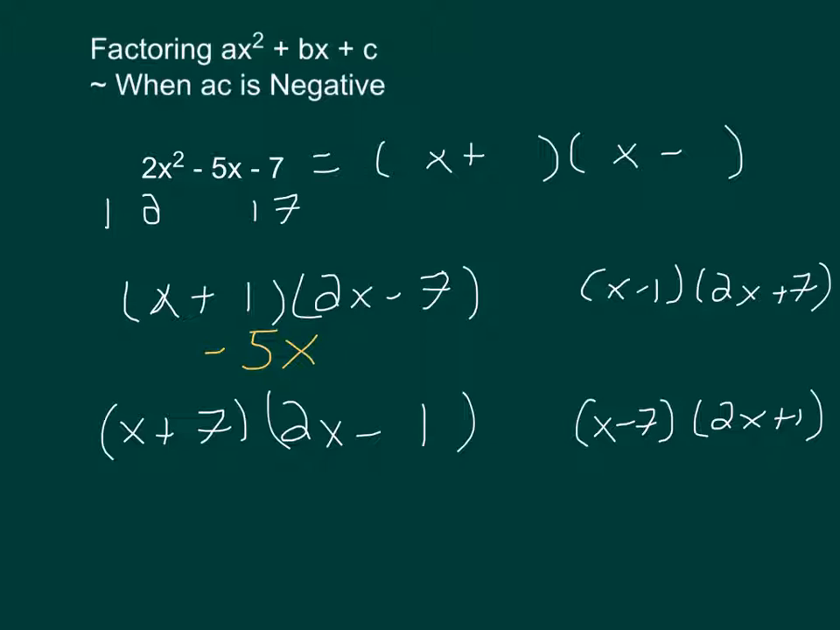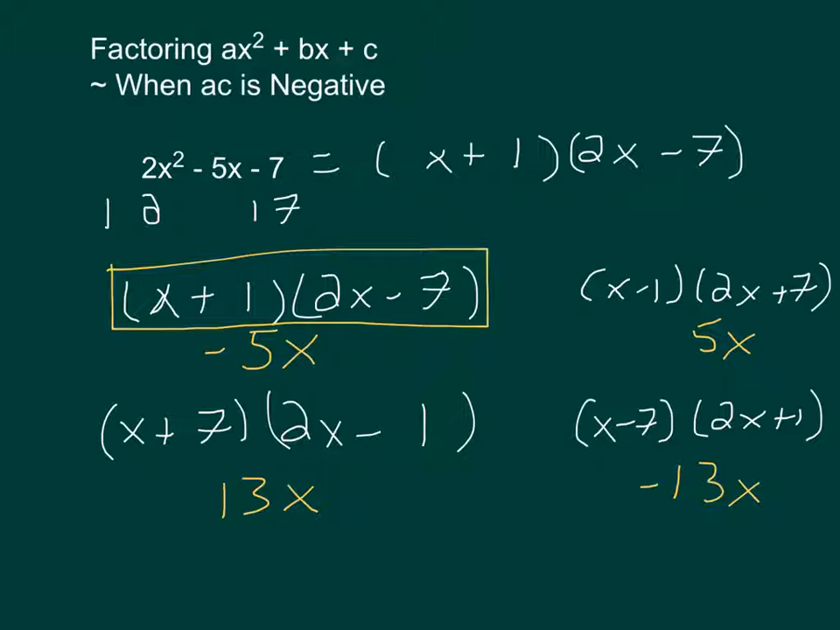Our final answer is going to be x plus 1 times 2x minus 7. That's the factored form that we were looking for. I'm going to show you what the middle term would be for each of the other three anyways, but you can see that they're not -5, which is what we wanted. So here you see the middle terms. When we multiply out each of these, we get a positive 5x, a 13x, and a negative 13x, none of which match up with the -5 that we want to have. So in this case, we happen to guess luckily and get it right the first time. Sometimes that'll work out, sometimes it won't.